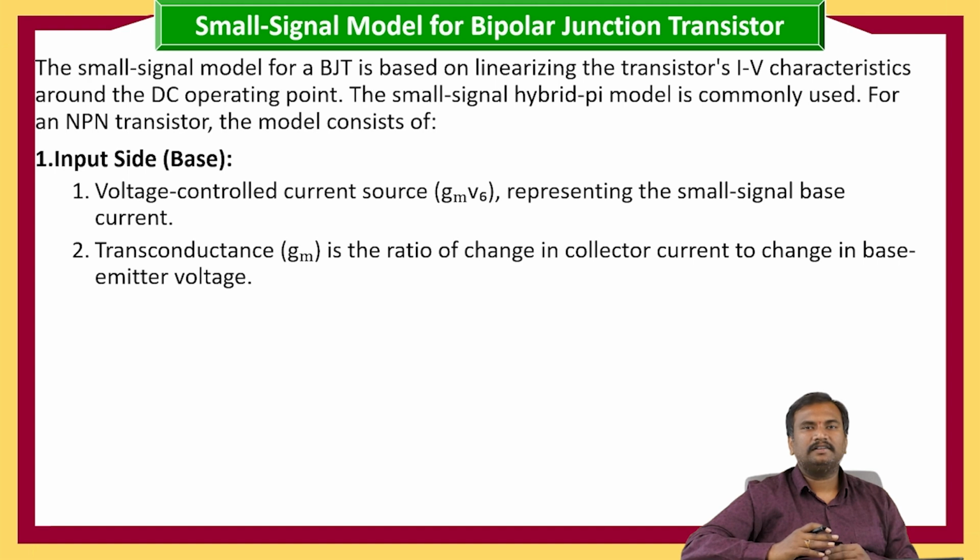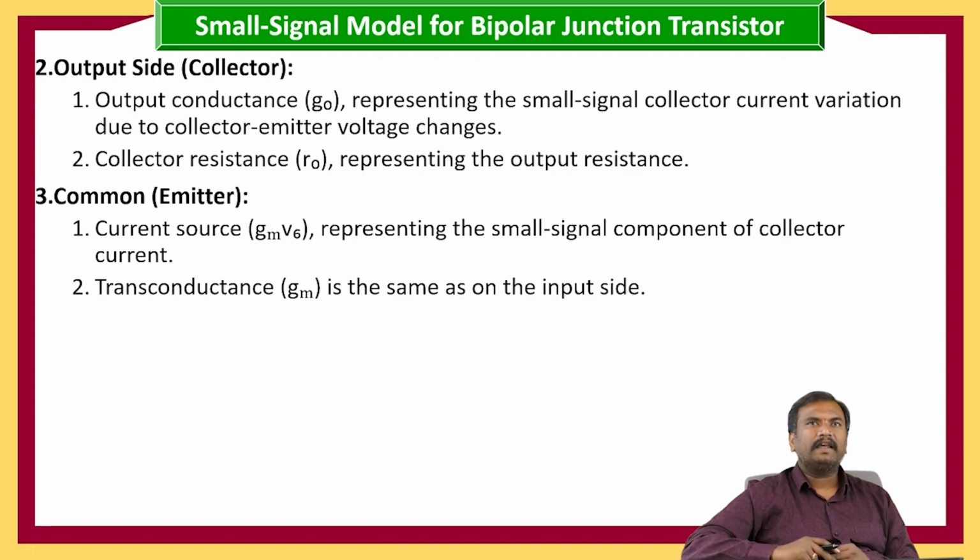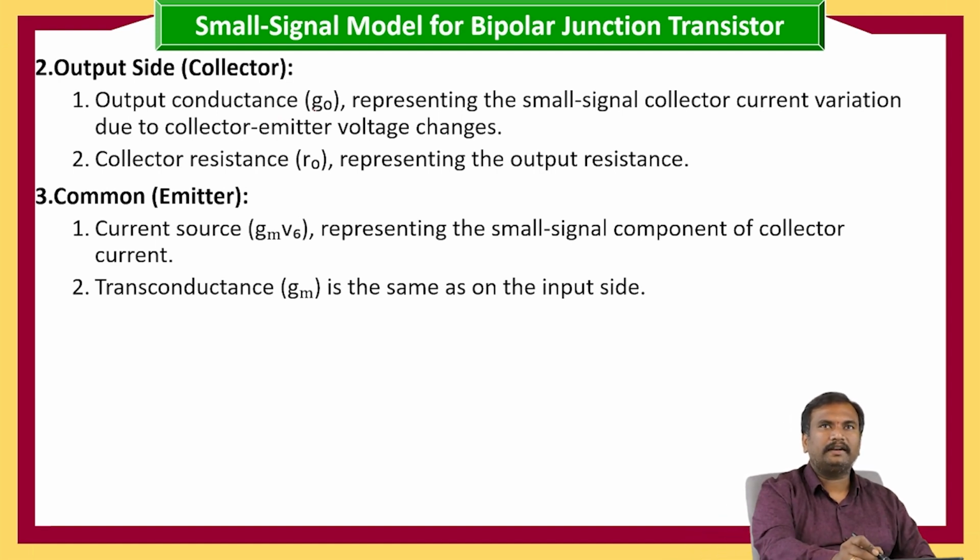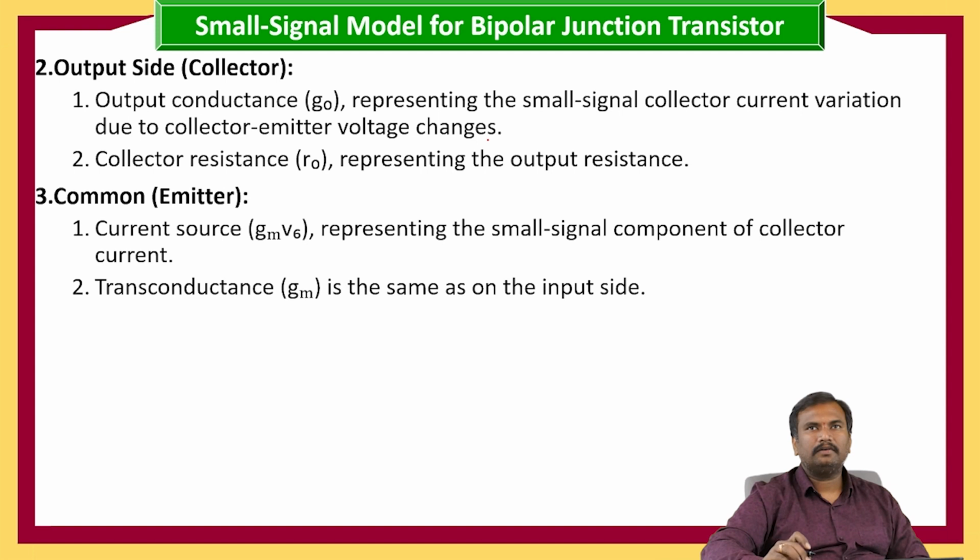Transconductance is the ratio of change in collector current to the change in base to emitter voltage. The second one is the output side, that is at the collector, the output conductance representing the small signal collector current variation due to collector emitter voltage variations.